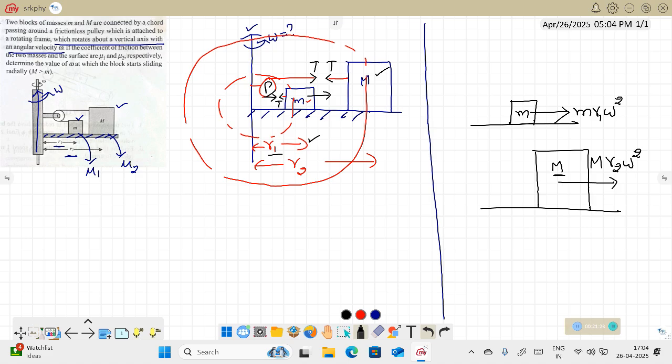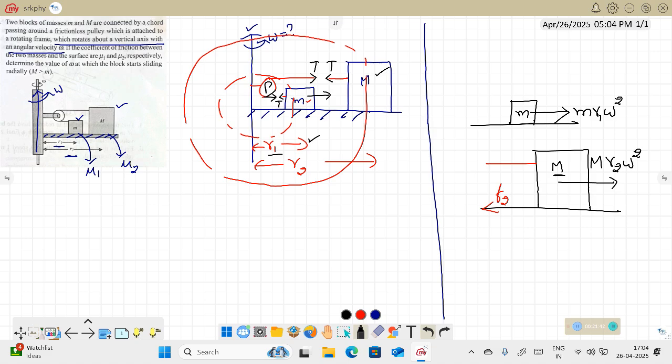That's why, when it is experiencing centrifugal force in the outward direction, exactly opposite to that direction along the contact surface, frictional force is going to act. That friction we are taking as F2. Understand? And not only that, this M is already connected with a string.